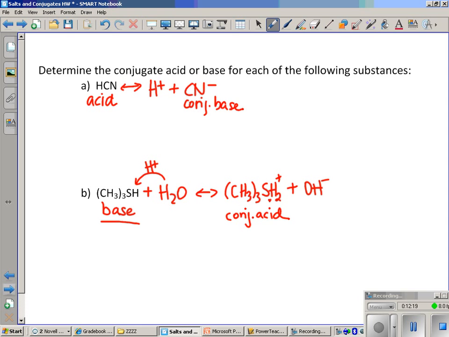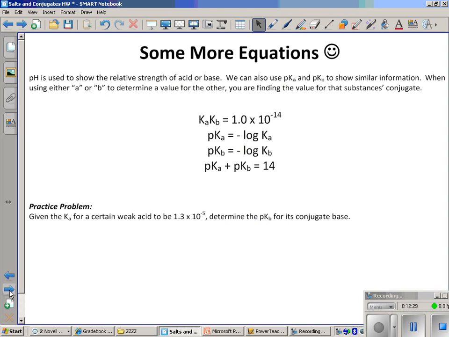So that would be the conjugate acid. Okay, so take a look at that, make sure it makes sense. You'll get a little more practice with that with tonight's homework, but that's the basic idea of it. All right, next, some more equations.